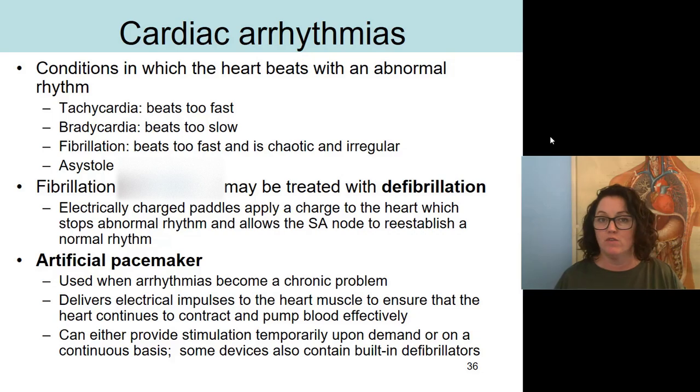You've probably also heard of artificial pacemakers. Artificial pacemakers are used when arrhythmias become a chronic problem. So if someone's constantly having a problem with arrhythmias, they might have a pacemaker installed. The pacemaker is going to deliver impulses to the heart muscle to make sure that the heart's contracting and pumping blood effectively. Some pacemakers are set up to provide constant stimulation to the heart, while others will only fire as needed. And some pacemakers actually already have defibrillators built in, so if the heart does start experiencing asystole or fibrillation, it will automatically fire like a defibrillator and allow the heart to reset.